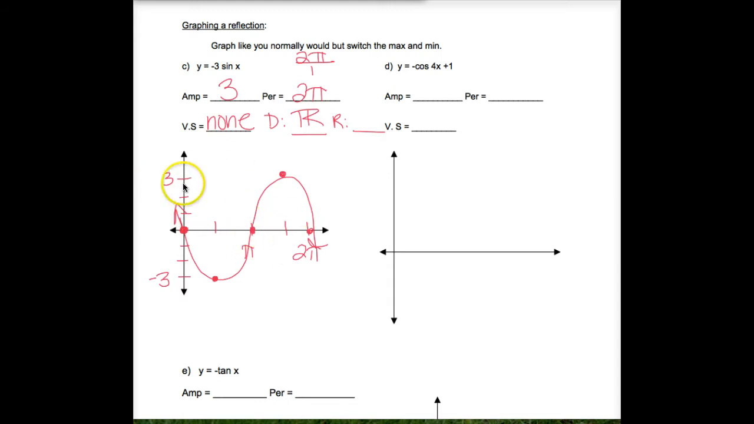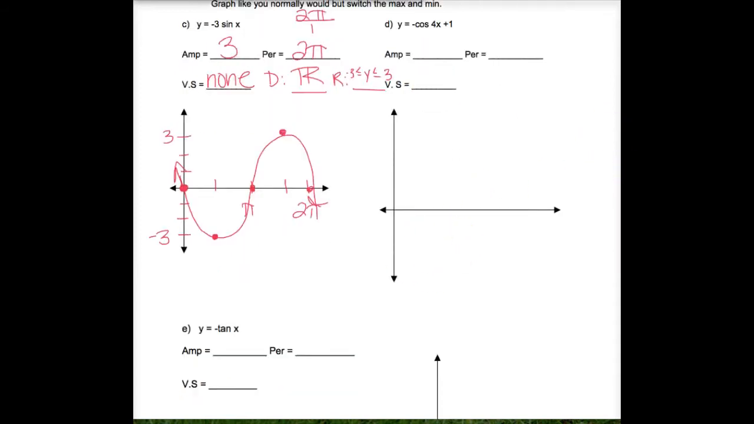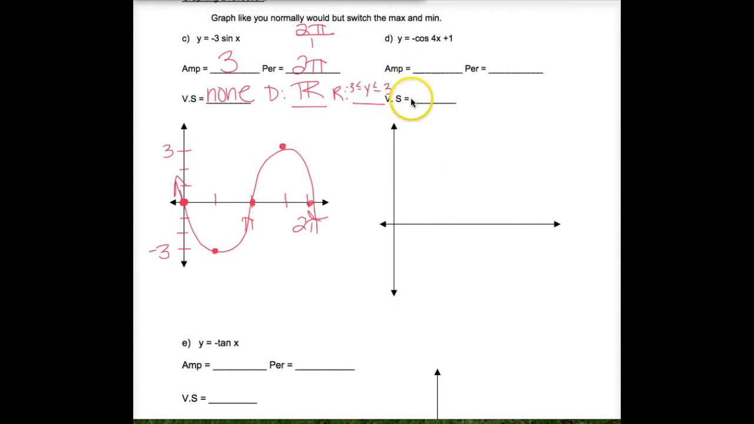I'm not going to forget to do the range this time. My range, my y values, my maximum is 3, my minimum is -3. So from -3 to 3. All right, I would love for you to try D, see if you can fill it out and graph it, and then come back to check it.